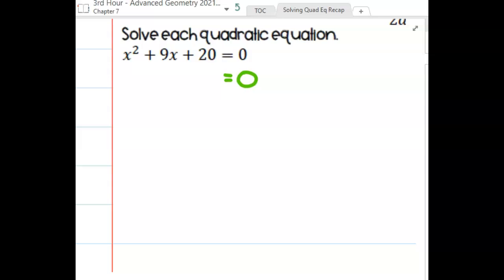But the next thing, it needs to be a product. It needs to say something times something equals 0. So I need to take this, and I need to factor it, because that's exactly what factoring does. Factoring produces a product. Now, we reviewed factoring for like a day before the state assessments.